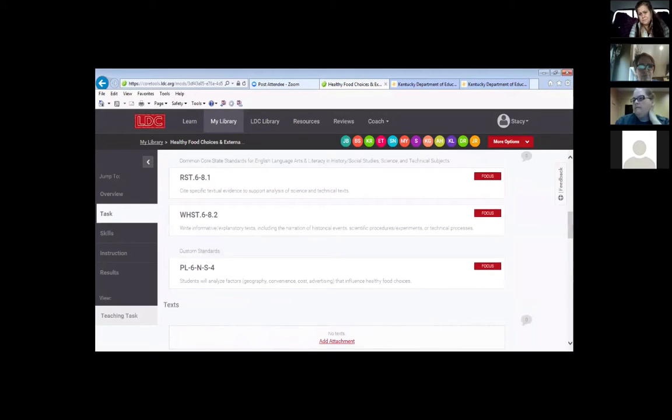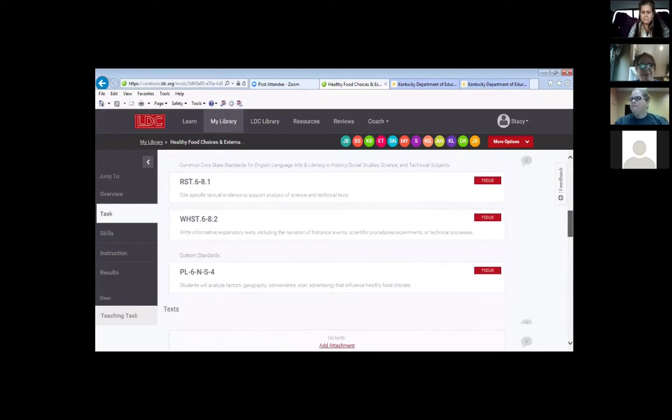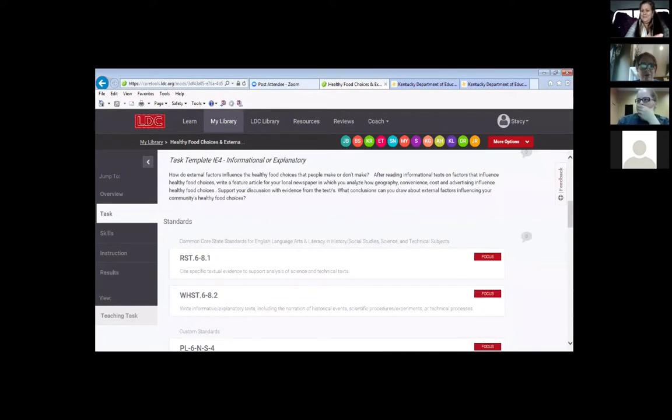Then for the reading standard, it's the one about citing textual evidence, and then the writing standard. I was a little bit unsure if that was correct or not. I didn't know if article would fit there. I didn't know if article really was a technical process. So I'm open to suggestions, thoughts. I'm not completely committed to the standard that I selected there.